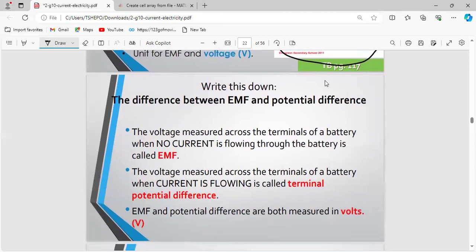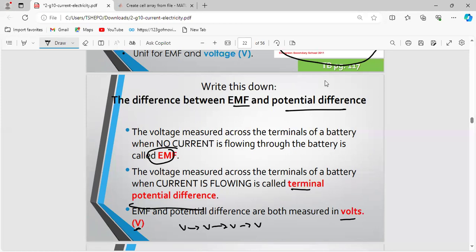So here's the difference between the EMF and the potential difference. The EMF is when we have no current in the circuit, and the terminal potential difference is when we have the current flowing in the circuit. We have already spoken about this. EMF and potential difference are both measured in volts, which is letter V. We have a voltmeter, which measures voltage. Voltage is measured in units called volts, and the units are represented by letter V.